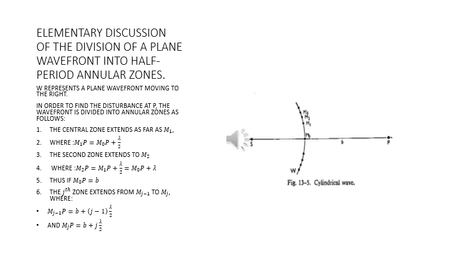We now begin the elementary discussion of the division of a plane wavefront into half-period annular zones. W represents a plane wavefront moving to the right. In order to find the disturbance at P, the wavefront is divided into annular zones as follows. The central zone extends as far as M1, where M1P is equal to M0P plus lambda by 2. The second zone extends to M2, where M2P is equal to M1P plus lambda by 2, which is equal to M0P plus lambda. Thus, if M0P is equal to b, the jth zone extends from M(j-1) to Mj, where M(j-1)P is equal to b plus (j-1) lambda by 2 and MjP is equal to b plus j lambda by 2.